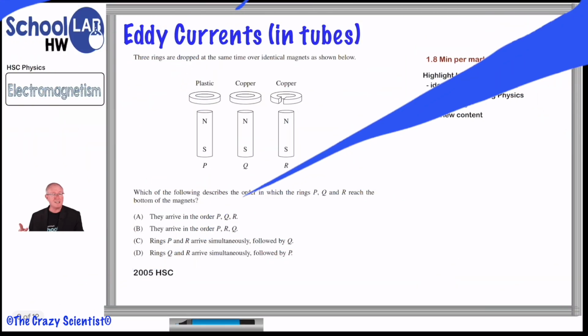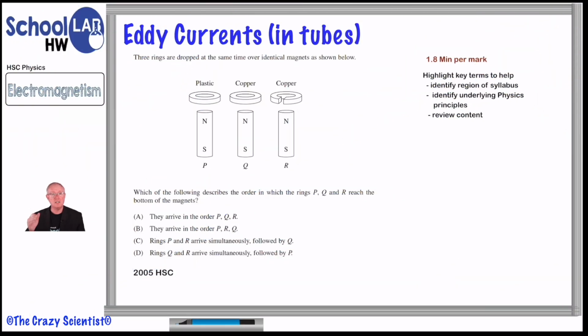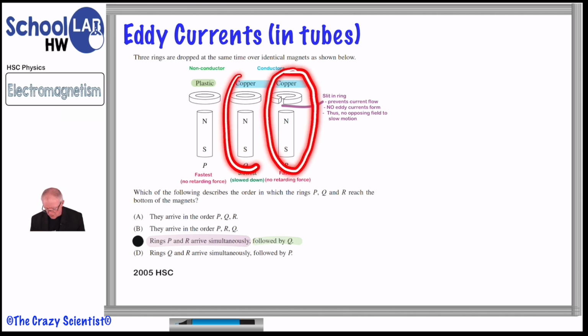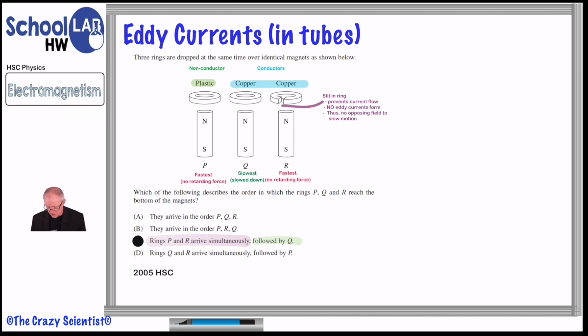Okay? All right, here's another one. You've got 1.8 minutes. Ready, set, go. All right, how did you go with this one? It's C is the answer. Let's have a look at this one. This may have tricked you, right? We know that a plastic is a non-conductor, so we know that's going to fall fast, okay? Over here, we got copper, and over here, we got copper. So what's the difference? Well, this is a complete ring of copper, whereas this one has a cut in it.